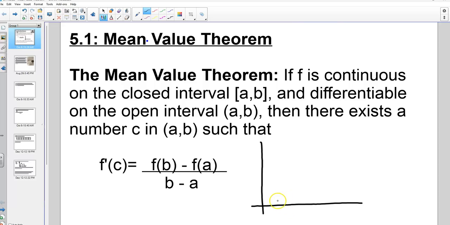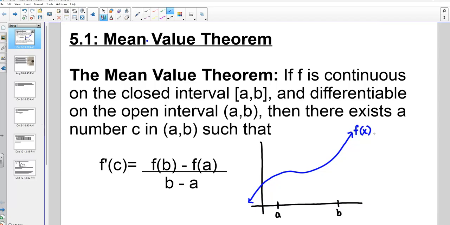We've got some sort of function that is continuous from a, so I'm going to put a here on my x-axis and b somewhere over here on my x-axis. It does not matter what the function looks like as long as this function is continuous. So I'm just going to draw in something like this. We're going to call that f of x. And this function must be continuous from a to b.